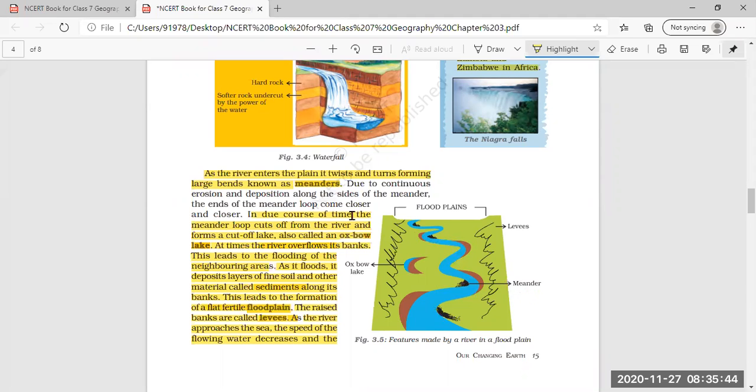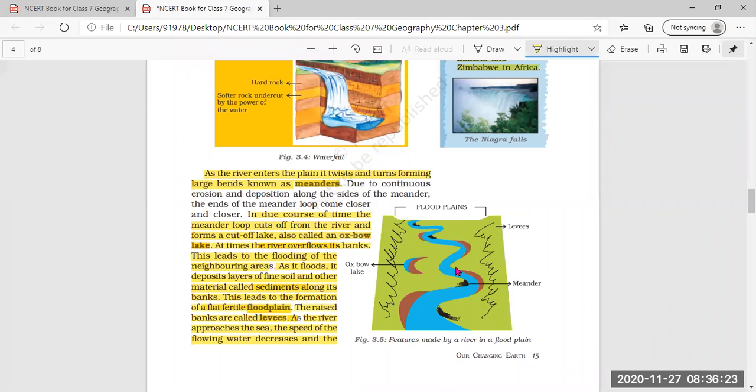Am I clear what is a meander? When the river enters the plain area, no particular way is there. If a particular way is there, then definitely the river water will move along that path only. But as it enters the floodplains, no particular path is there. It twists and turns, forming the large bends, and these large bends are called meanders. And due to the continuous erosion and deposition, that means continuously water is flowing and carrying many sediments and eroded material with it.